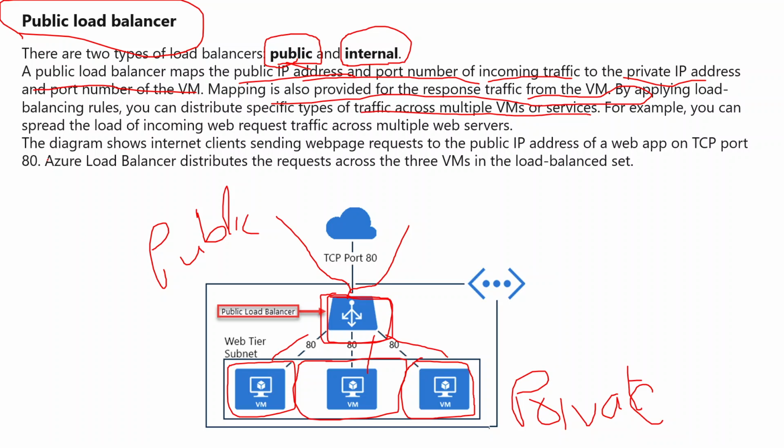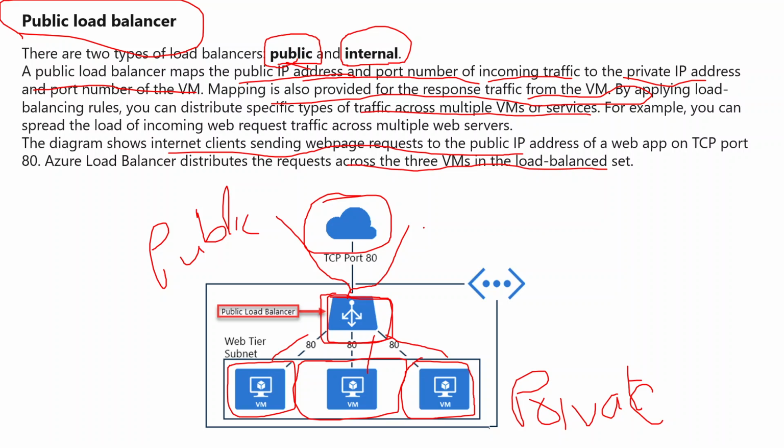As you can see in the diagram, an internet client sends a web page request to the public IP address of a web port on TCP port 80. Azure load balancer distributes the traffic across 3 VMs in the load balanced set. How the traffic is initiated here is from the internet. Let's say I will hit my application like techwizards.com.